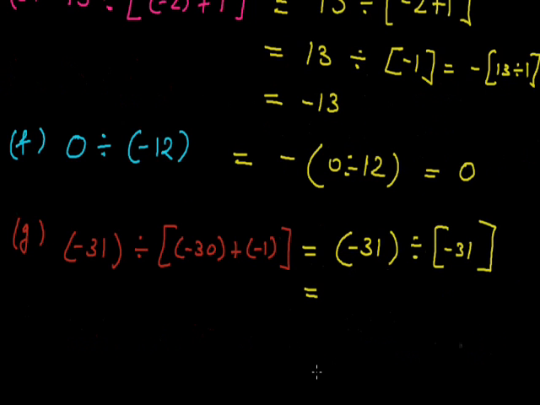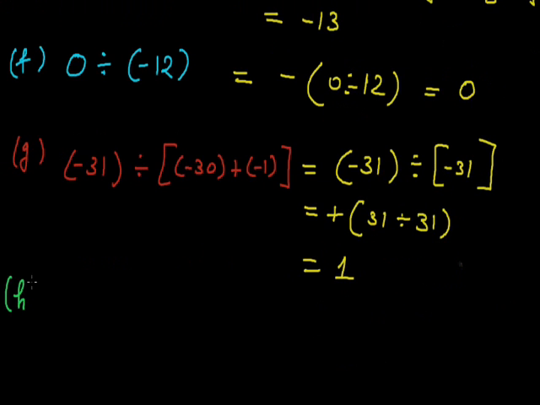Both the integers have a negative sign, so it will become a plus sign. The signs will get cancelled. Now we will have 31 divided by 31, so it will be 1 only. Now the H part, minus 36 divided by 12 divided by 3. Now we have to find the value of this.